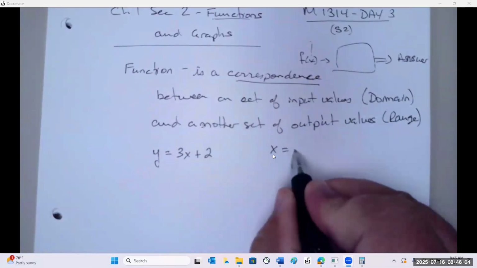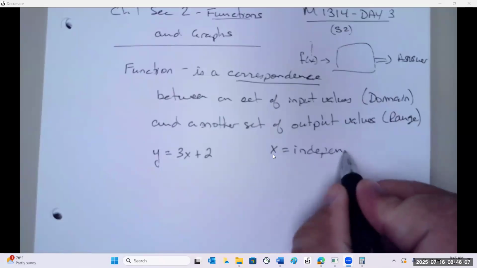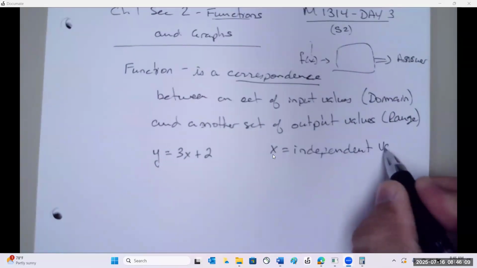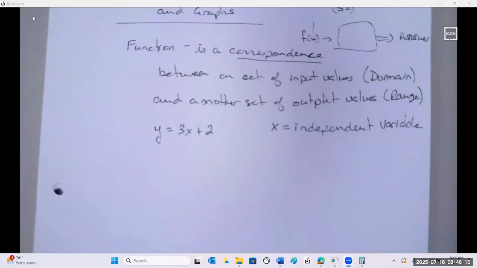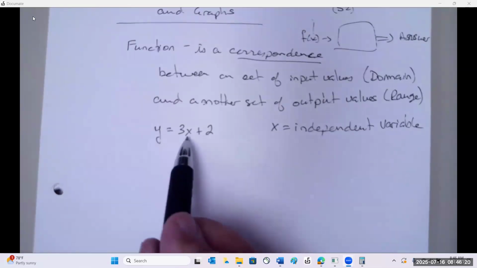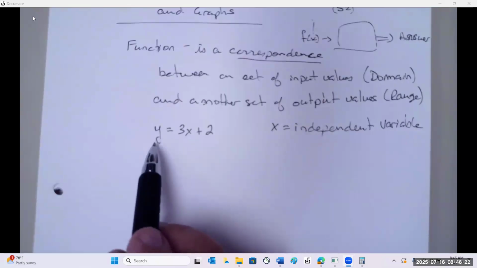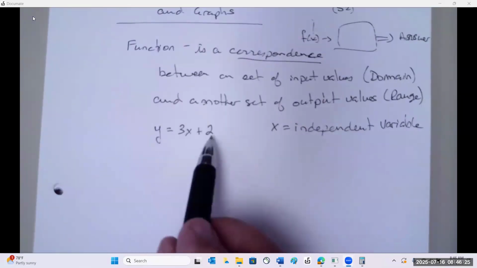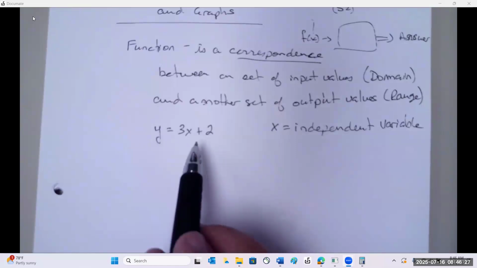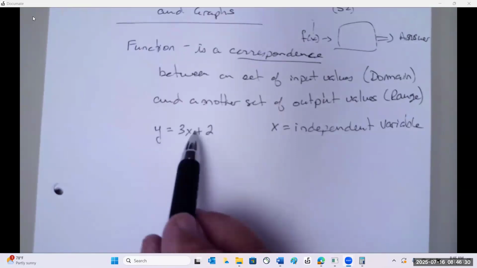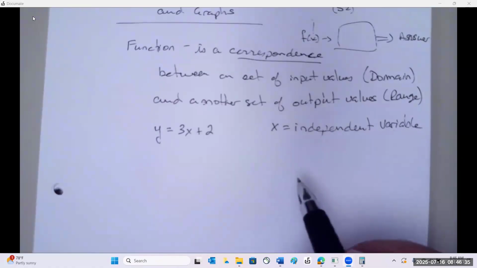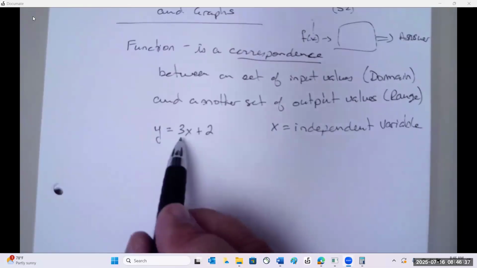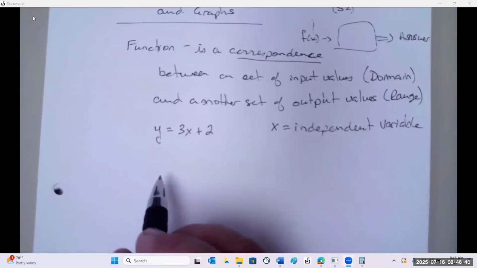X is what's called the independent variable. X is called the independent variable because you can't tell me what y equals unless this whole side has been finished. And what's keeping us from doing this side? The value of x. So you can pick any value x you want. There's no restriction. Once you pick a value of x, give me a number for x.